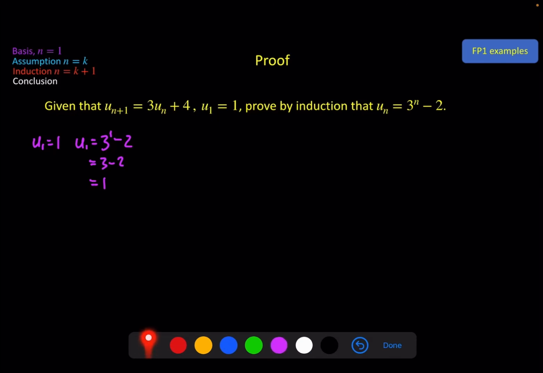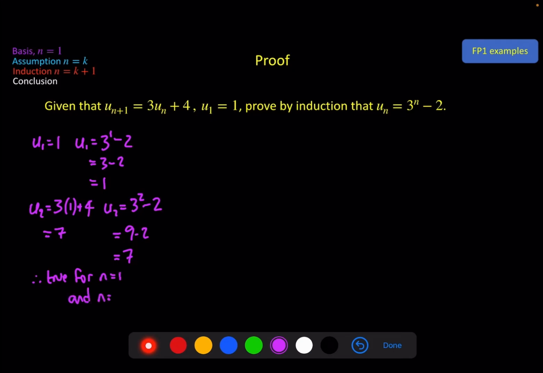But we also need to prove the recurrence relation gives us a term that is true. So u_2, which is 3u_1, because we're using this to get u_2, we need to prove that it works for n equals 2 here, which is n equals 1 here. So u_2 from the recurrence relation is 3 times u_1, which is 1, plus 4, gives us 7, and u_2 in the nth term would be 3^2 - 2, which is 9 - 2, also 7. So we can say it is true for n equals 1 and n equals 2.